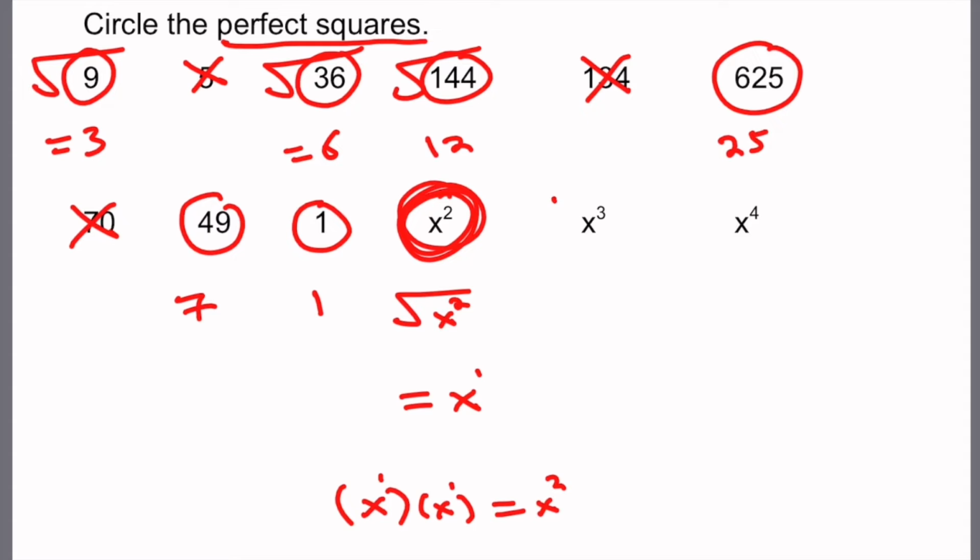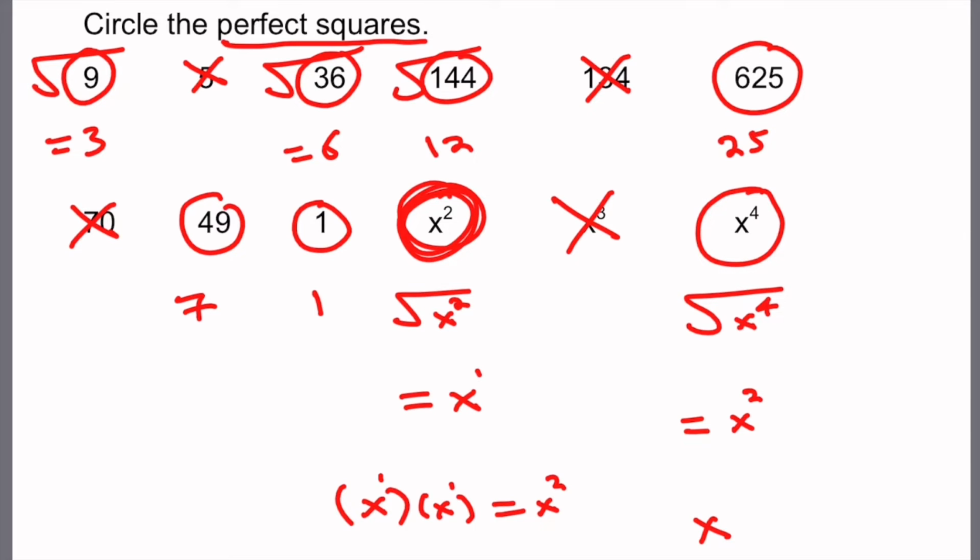X to the 3 will not work, right? If you try to square root 3, it'll be a decimal number there. Okay? The last one, x to the power of 4. This will be a perfect square. If you square root x to the 4 and ask yourself what variable multiplied by itself gives you x to the 4, the answer would be x to the power of 2. X to the power of 2 times x to the power of 2. Remember, when multiplying variables of the same base, you add the exponents. So of course, 2 plus 2, you get 4. So x to the 4. So those are our perfect squares.